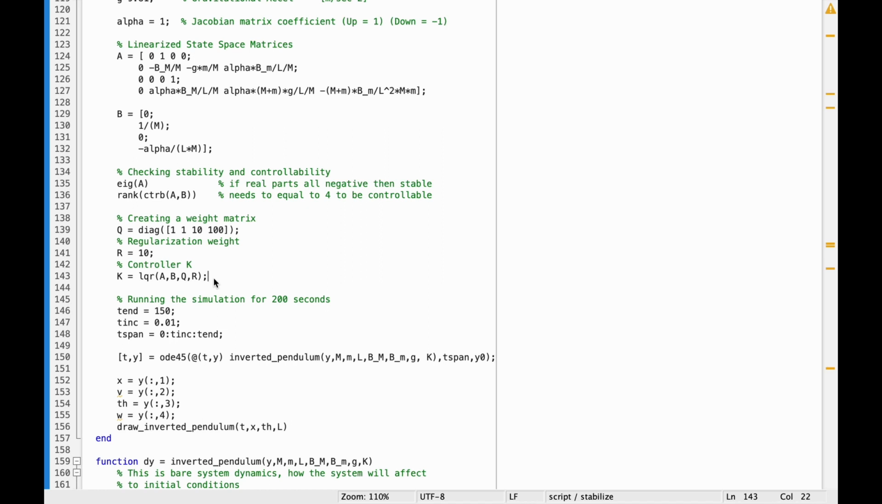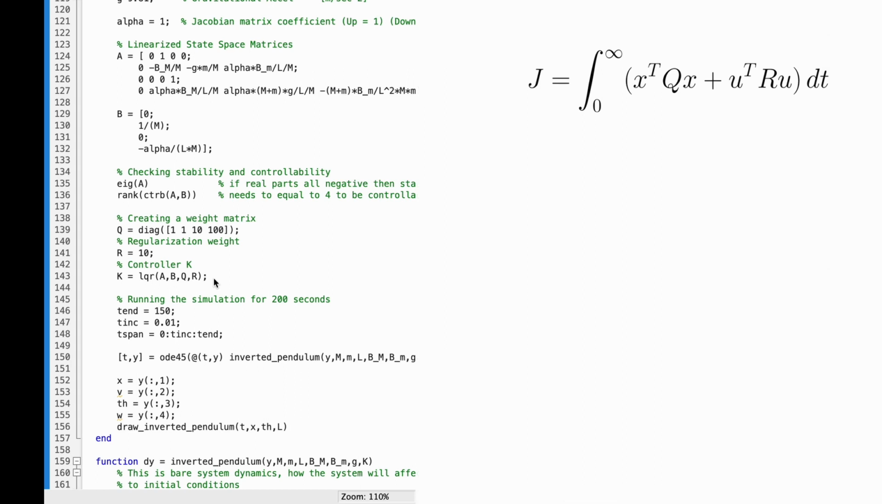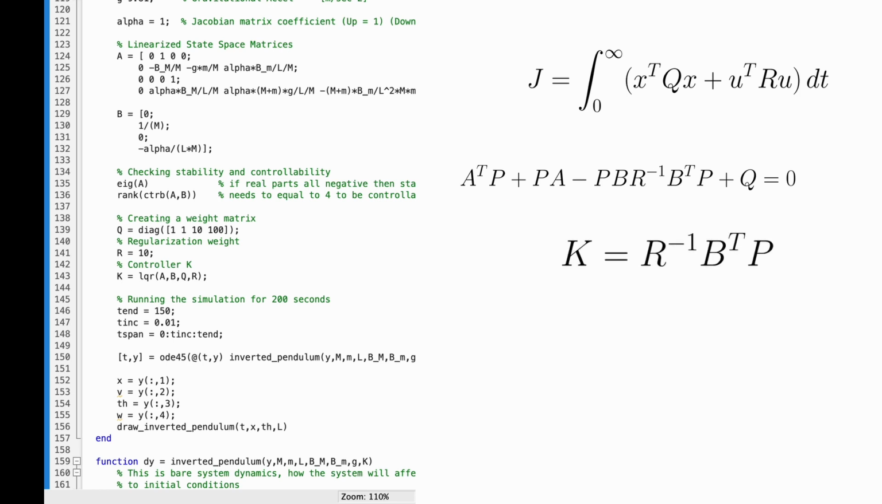LQR stands for Linear-Quadratic Regulator, which tries to minimize the cost function displayed. This cost function minimizes the required energy to reach a certain goal. To minimize this cost function, one needs to solve the Riccati equation displayed. We need to solve it for matrix P, which is the only unknown. Then we would need to apply it to our controller K, which is equal to R inverse times B transpose times P.